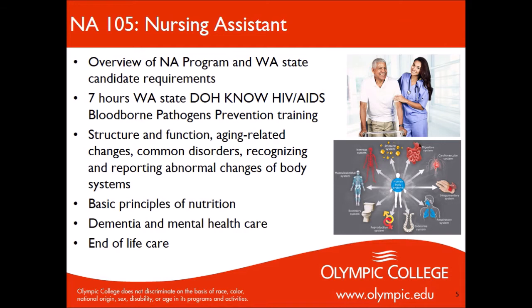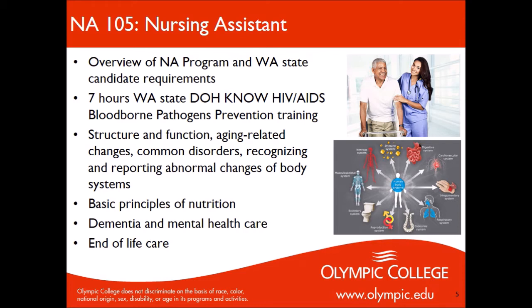So our NA 105 course is, I say, the meat and potatoes of our program. It's where we go over all of the overview of the nursing assistant program and what the requirements are for you in order to complete the courses and to successfully obtain your certification at the state. We cover what the role is as a nursing assistant, orient you to your role as a member of the healthcare team. We cover HIV, AIDS, and bloodborne pathogens training that is required for all healthcare providers in Washington State.